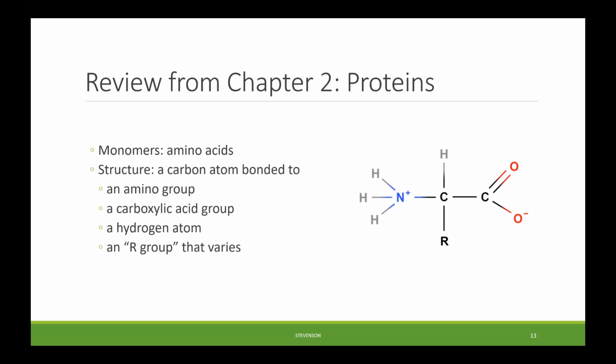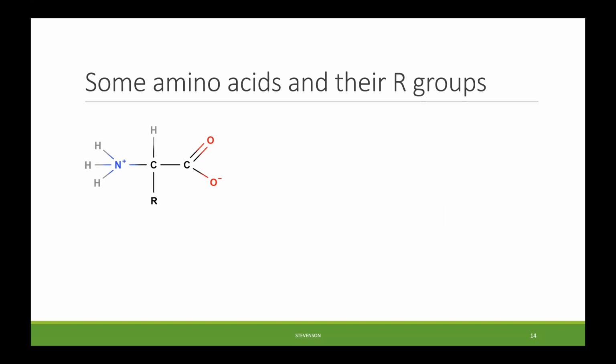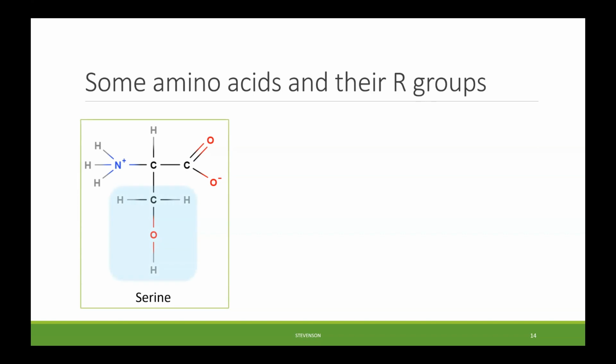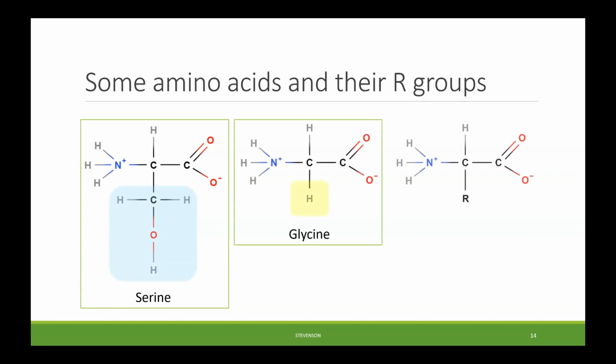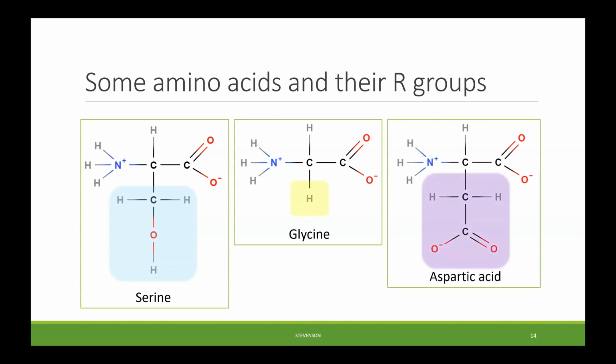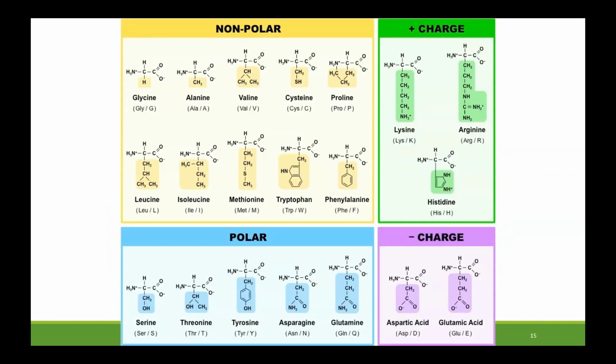And in humans, there are 20 different things that this R group can be. And here are a few examples. For each of these R groups, the amino acid has its own name. When the R group looks like this, the amino acid is called serine. When it looks like this, it's called glycine. When it looks like this, it's called aspartic acid. And again, these are just 3 of the 20 possible protein building blocks. Here's the diagram where we can see all 20 of them.